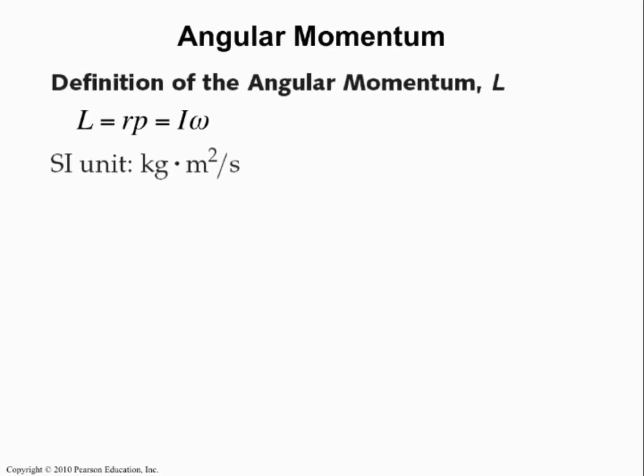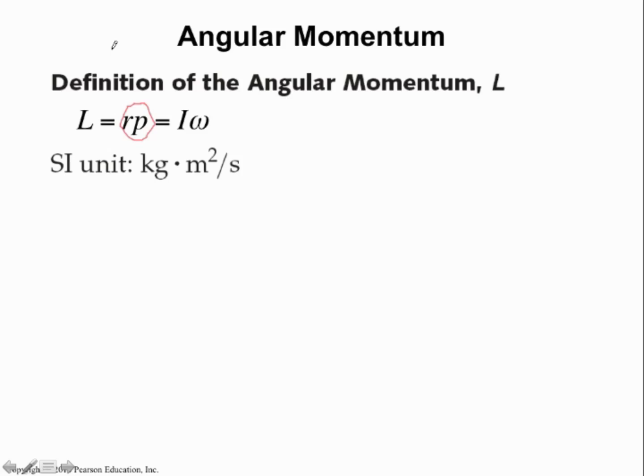Let's talk about angular momentum now. So the definition of angular momentum: L equals RP equals I omega. Now this RP is somewhat intuitive. I'll just circle that RP because that's similar to some other things we've learned: S equals R theta, VT equals R omega, AT equals R alpha. And once again, we have L, or angular momentum, equals R times the linear momentum. So you can see this pattern, the rotational equivalence of linear quantities.